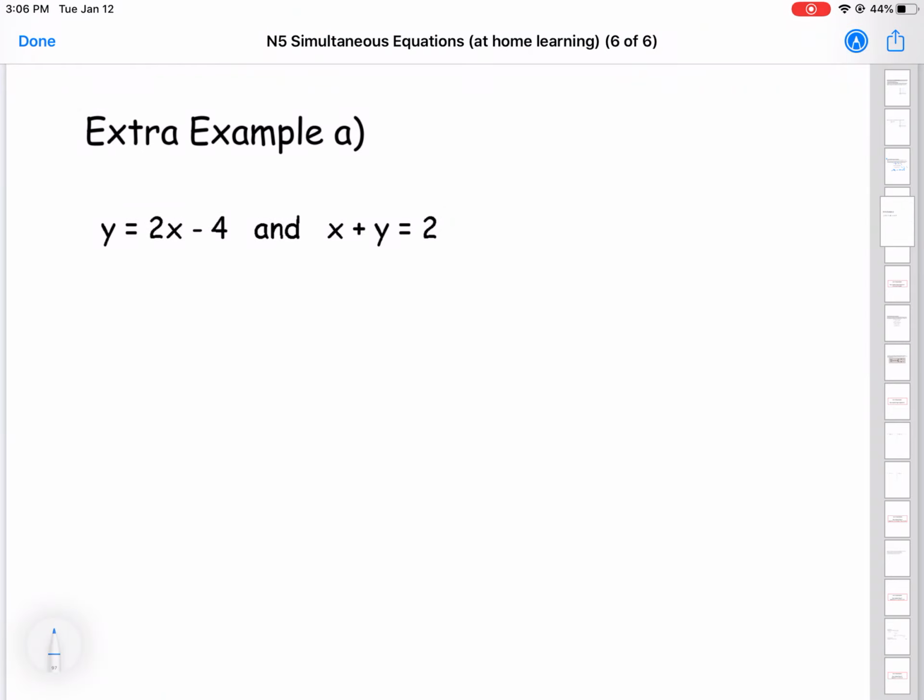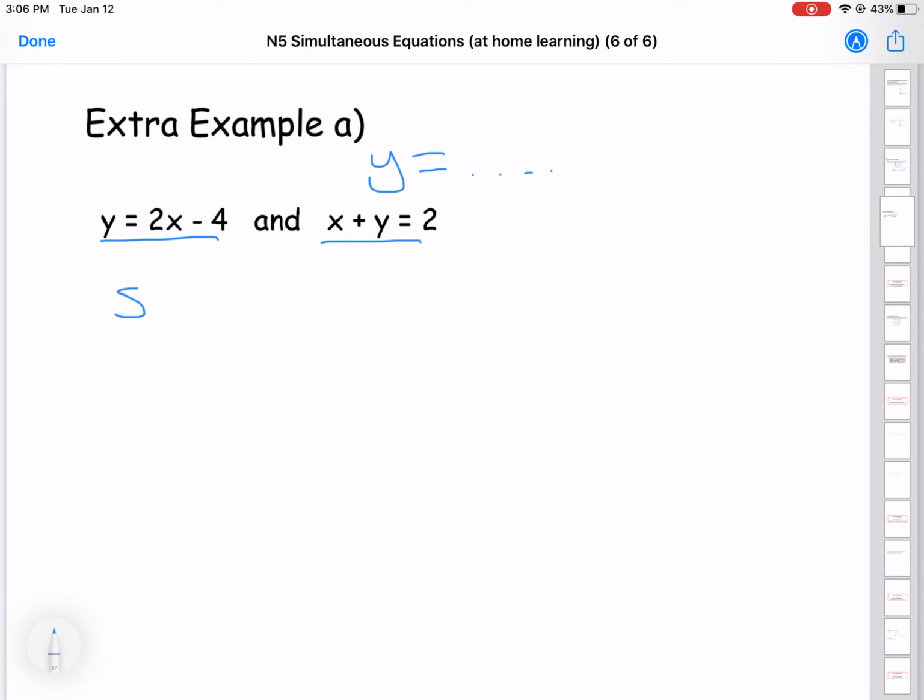This first one here is telling us that y is equal to 2x minus 4 and x plus y equals 2. Now in this case, this is not in the form y equals something. We could rearrange it to make it in that form, but sometimes that's not always the best way to do these. So what I am going to do is, for the first step, substitute y equals 2x minus 4, so equation 1, into equation 2.